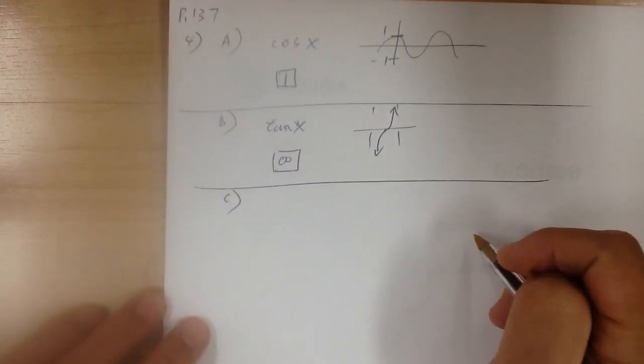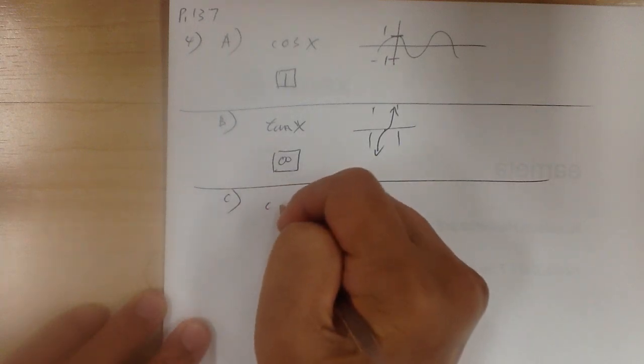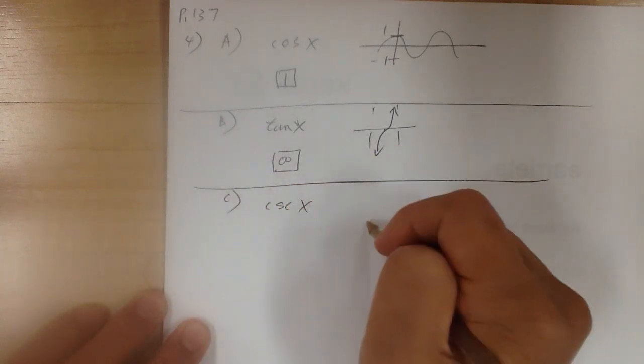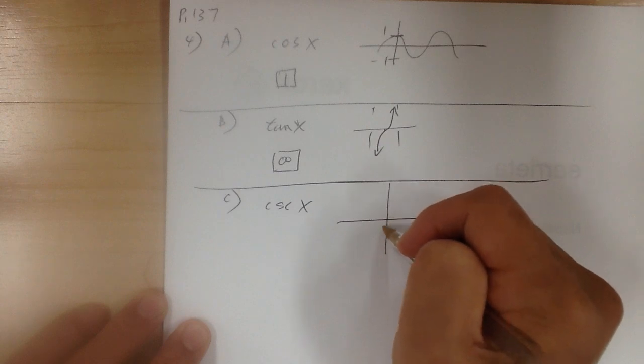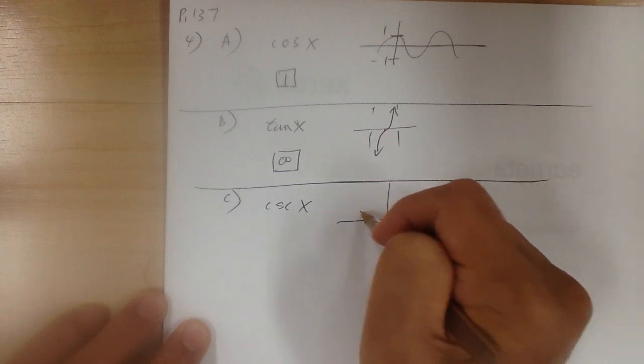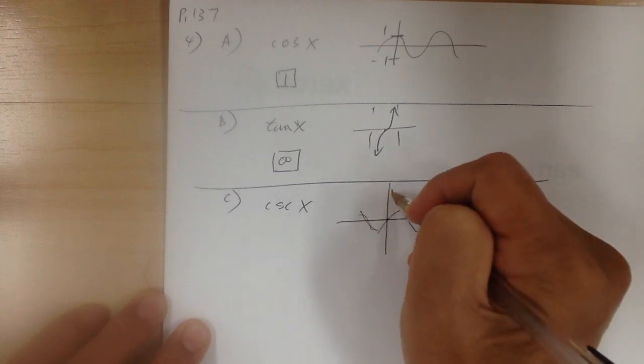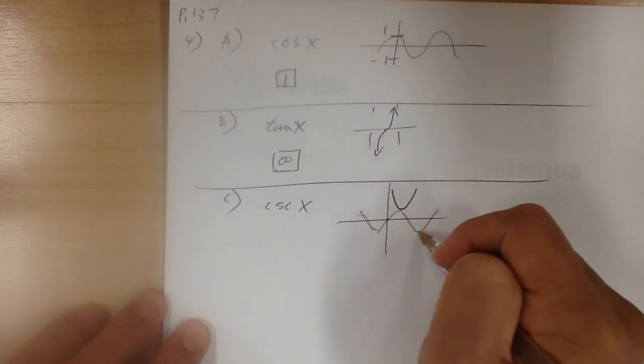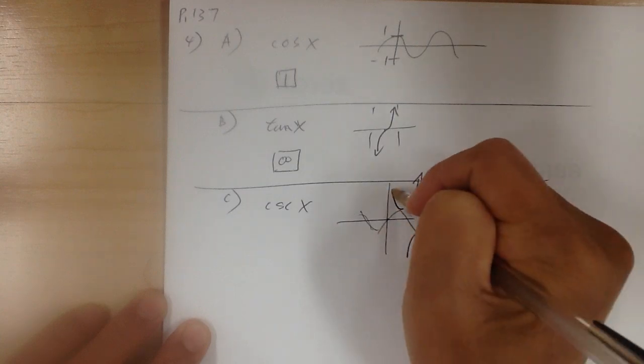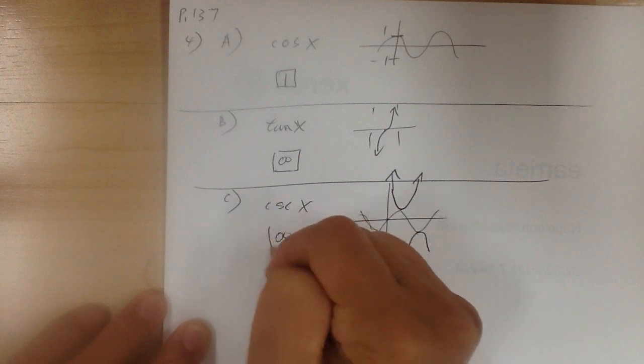Okay, part C, cosecant x. So this is sine, and cosecant would be the reciprocal of that. So again, this goes up forever. So again, this is infinity.